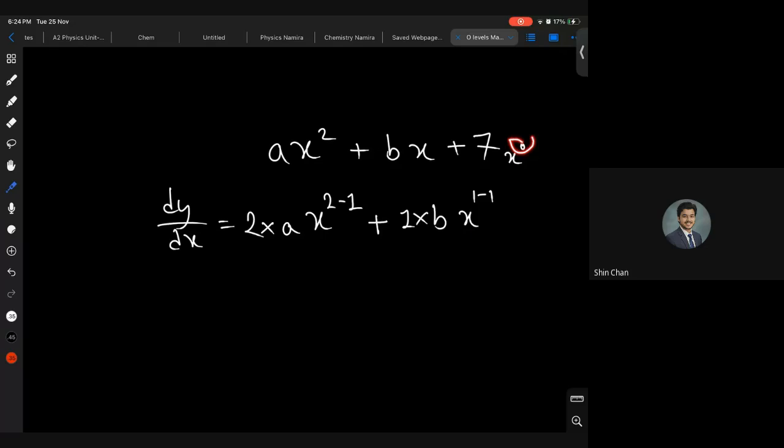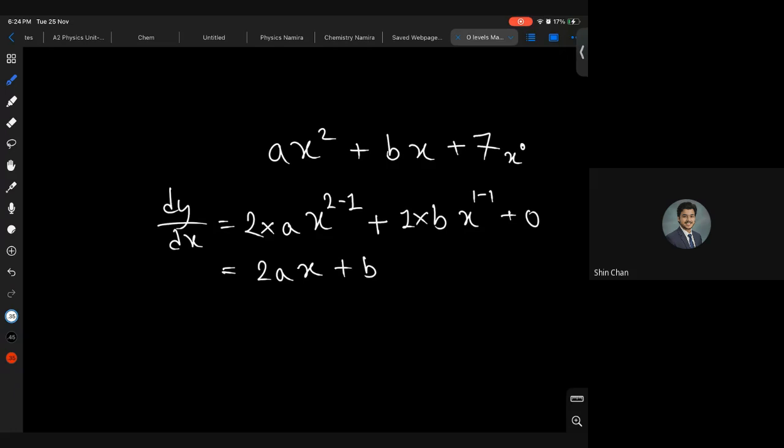Multiplied with the 7, which eventually makes everything 0, right? Yes. So what will be the general formula? 2ax to the power 1, we don't write that, plus p, and that would be the differentiated form.